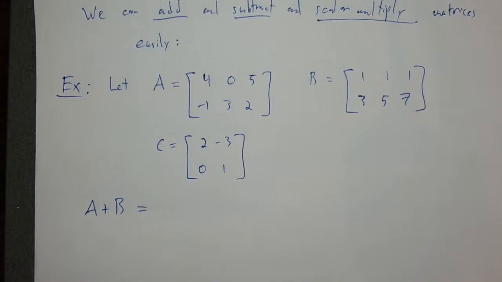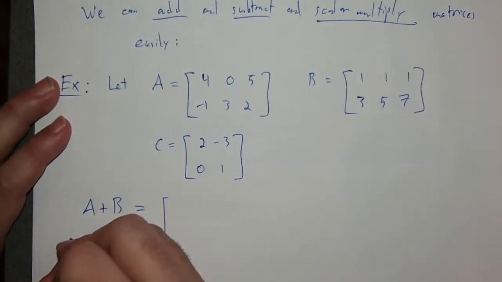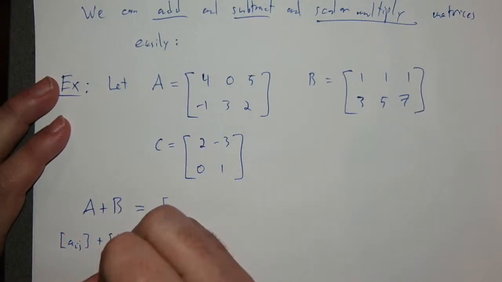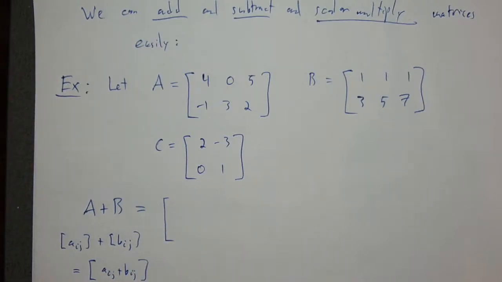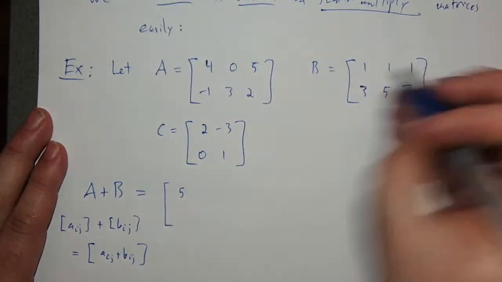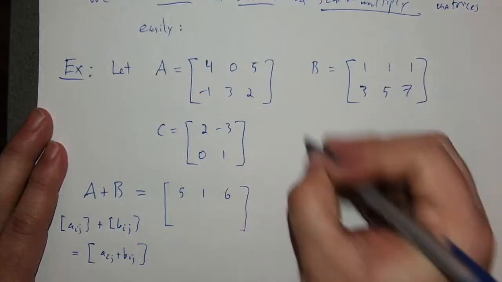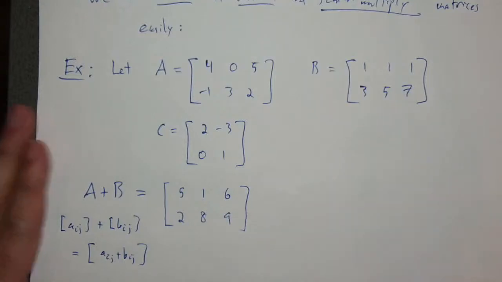Anyway, for A plus B, I'm lining them up here and just adding the entries literally component by component. So basically A sub ij plus B sub ij would be the matrix whose ijth component is A sub ij plus B sub ij. So this is what my matrix is. I'm just adding component by component. So 4 plus 1 is 5, 0 plus 1 is 1, 5 plus 1 is 6, minus 1 plus 3 is 2, 3 plus 5 is 8, and 2 plus 7 is 9.